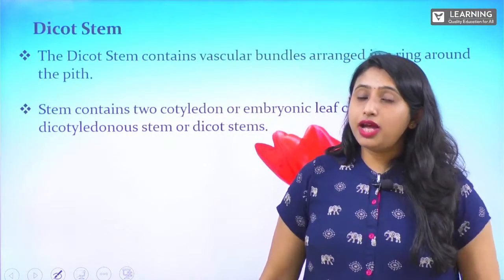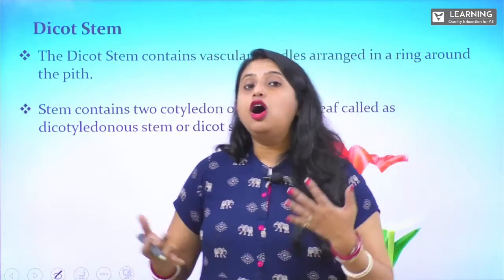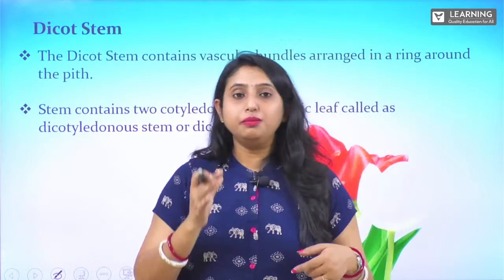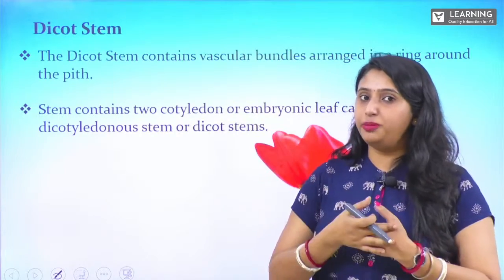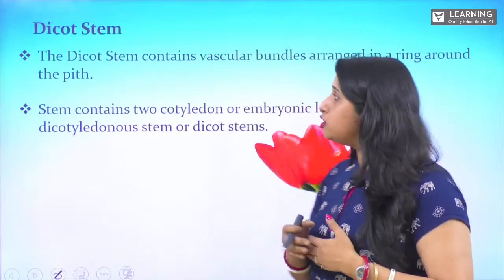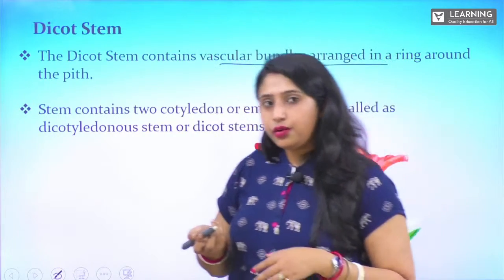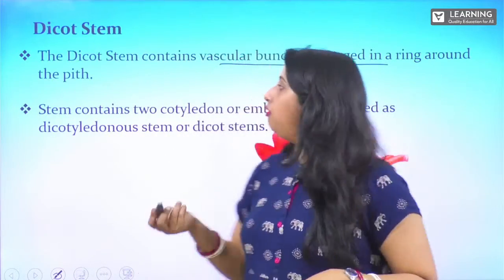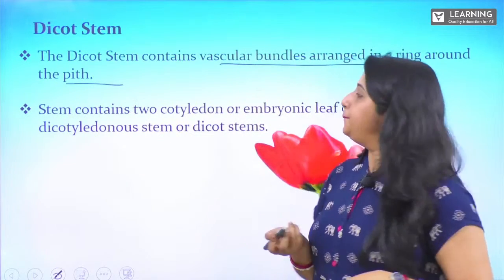So next, let us learn about the anatomy of your stem. What is present inside the stem, or how the stem looks. If you see the TS section of the stem under the microscope, how will it be? So first of all, tell me, what is this dicot stem? Dicot stems contain vascular bundles arranged in a ring. Vascular bundles are arranged in a ring around the pith.